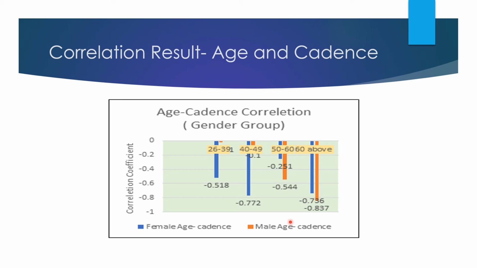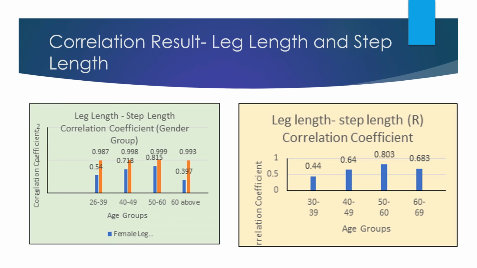Age and cadence correlation is verified. With age increments, the correlation shows that cadence values start decreasing. So the number of cycles completed starts decreasing as a cadence ratio.